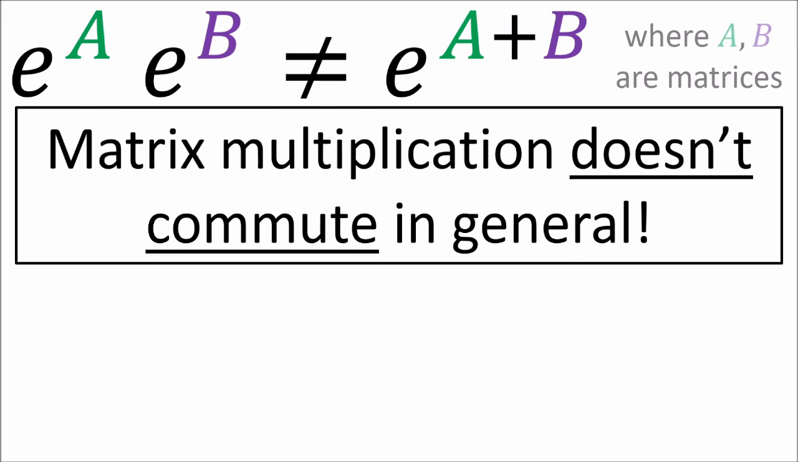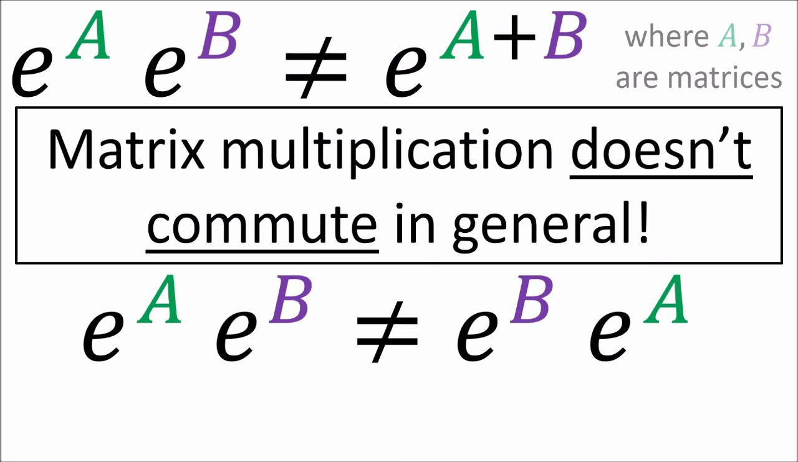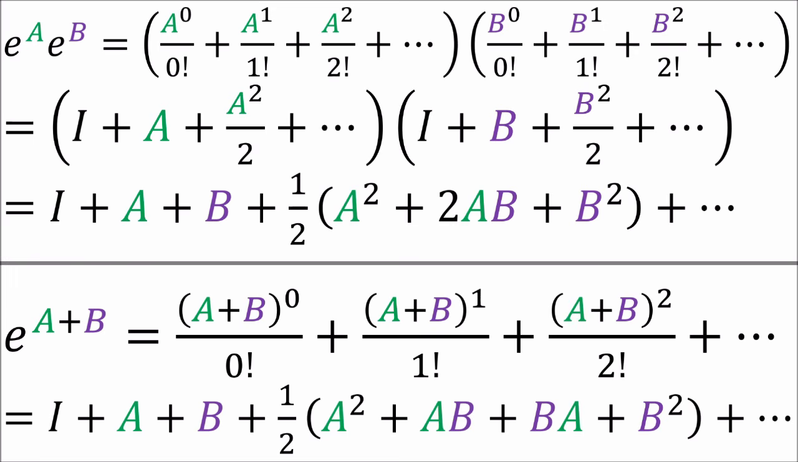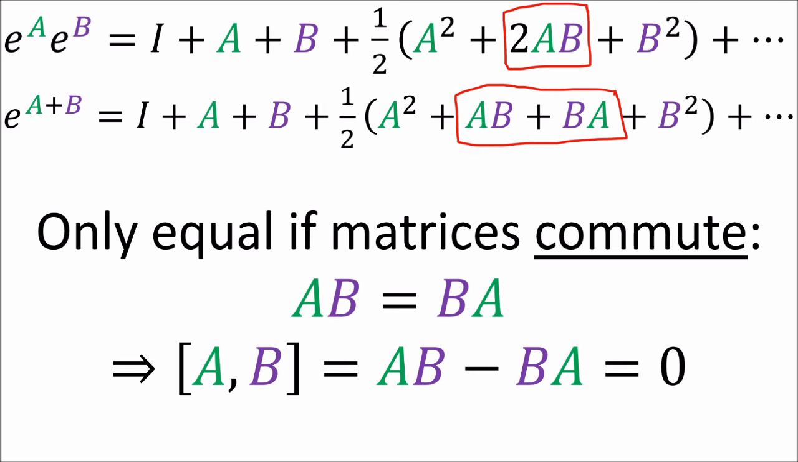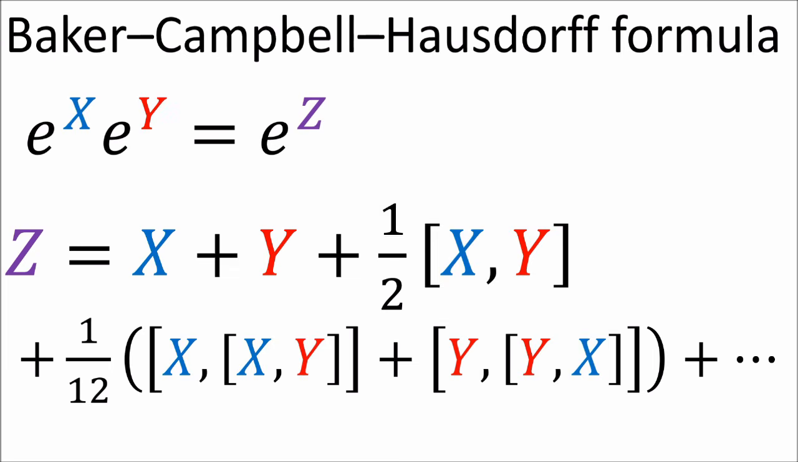The reason for this is matrix multiplication does not commute in general, and because of this, the two exponential formulas are not equal when we expand them as an infinite series. The two formulas are only equal if the generators commute. You can Google the Baker-Campbell-Hausdorff formula if you want to learn more about this.